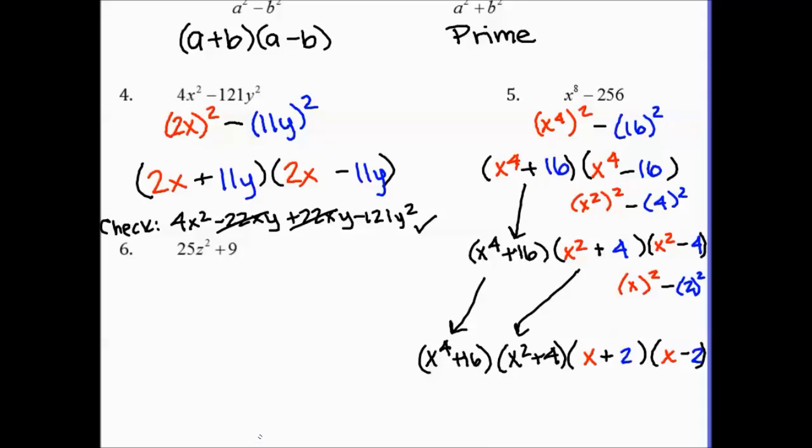You can, of course, multiply them back together to double check, but I'm not going to take the time to do that. Our last example on this slide is 25z squared plus 9. Since this is the sum of perfect squares, we know that this is prime.